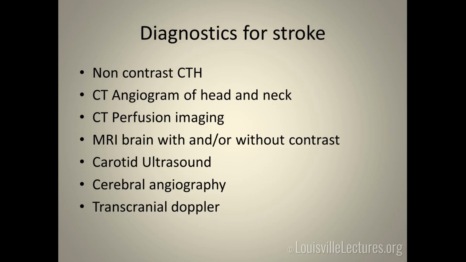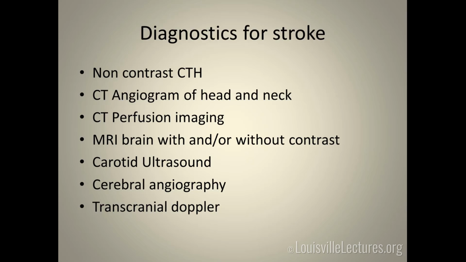What are the different diagnostics we do? When the patient comes in, the first thing we do is a non-contrast CT scan. Why do we do a non-contrast CT scan first? What are we looking for when we do a non-contrast CT head? Hemorrhage, right? What about ischemia? Can you see the ischemia when the patient comes in with stroke symptoms? Maybe. So when do we start seeing ischemia?